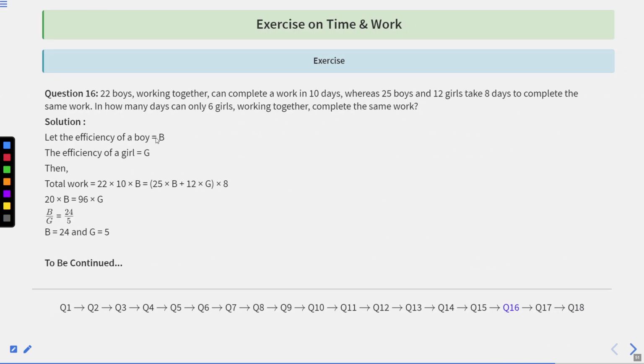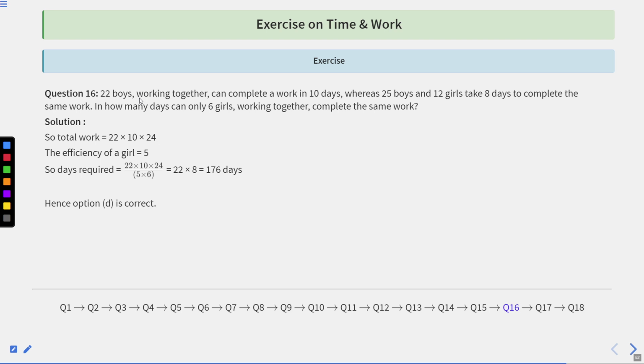Let us suppose the efficiency of boys be B and the efficiency of girls be G. Then the total work is equal to 22 into 10 into B, equal to (25 into B plus 12 into G) into 8. So it will be 20 into B equal to 96 into G. So B upon G will be 24 upon 5, that is B equal to 24, G equal to 5.